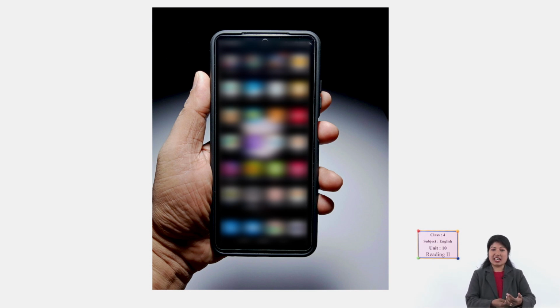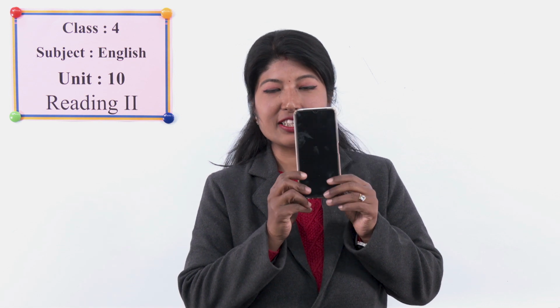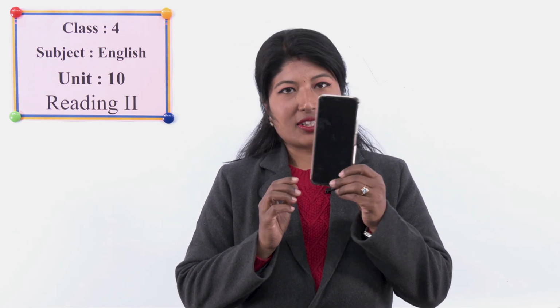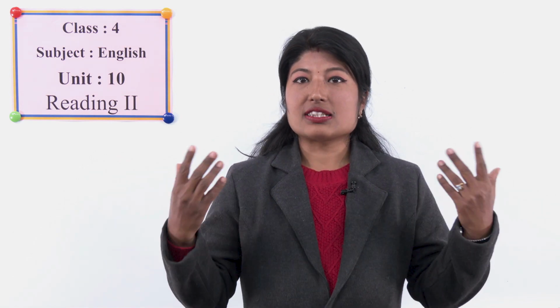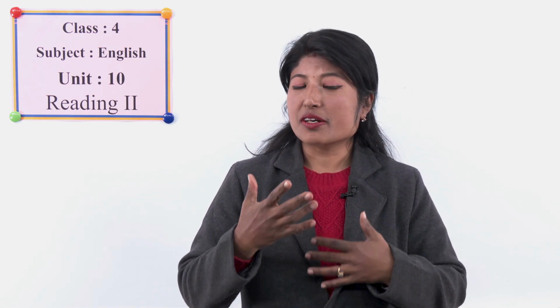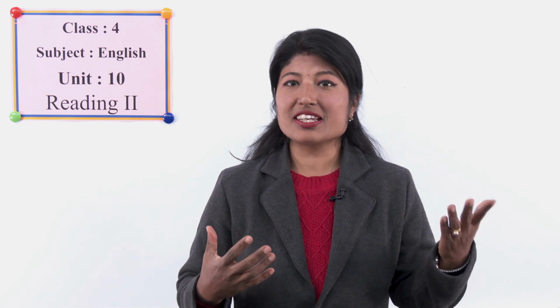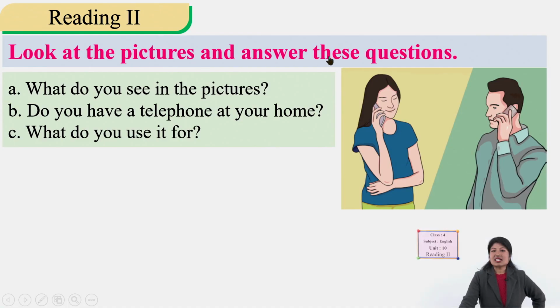In everyone's hand we can see mobile phones, right? Look here, I have also got a mobile phone over here. Okay, this is a mobile phone, a telephone. We have been talking about this. So probably our today's chapter is related with Reading 2. Yes, look at the pictures and answer these questions.